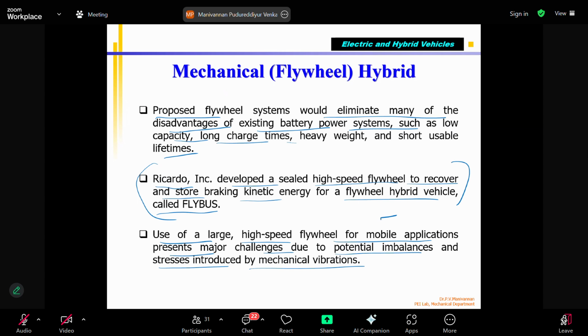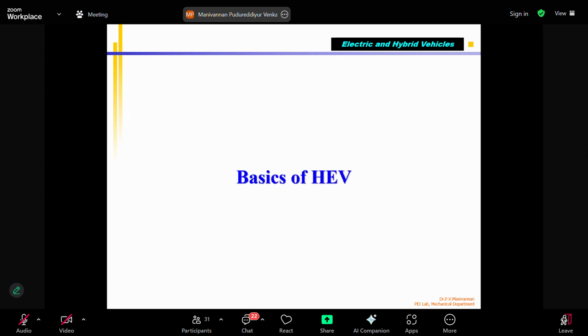This is just to give an idea that there are different types. That's why I'm just talking about the other types of hybrid. With this, I close the first section.